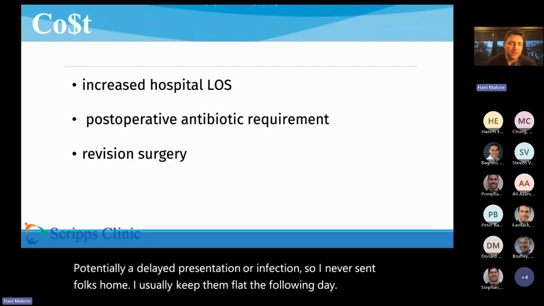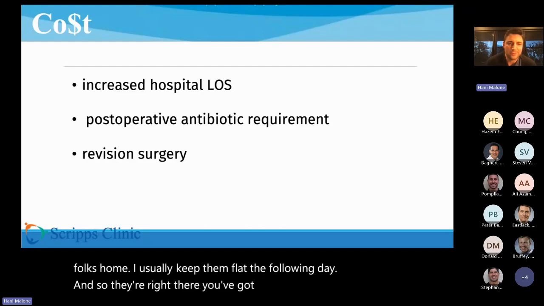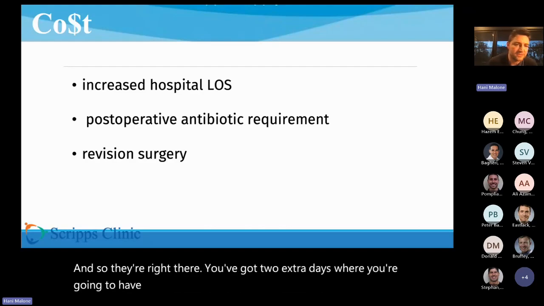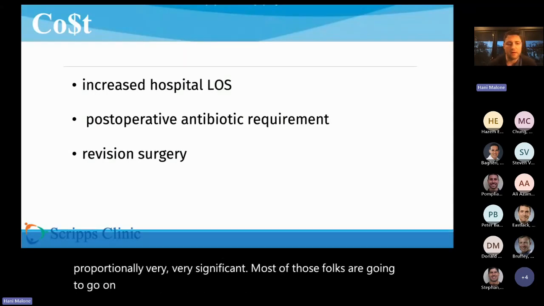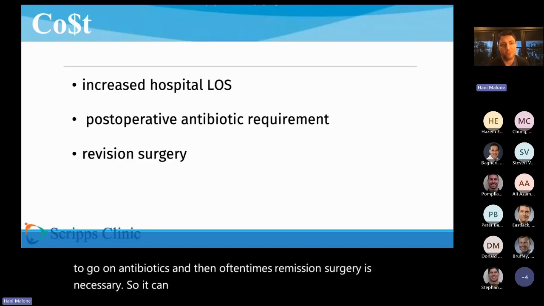And so right there, you've got 2 extra days where you would otherwise have an outpatient surgery. So that cost can be proportionally very, very significant. Most of those folks are going to go on antibiotics, and then oftentimes revision surgery is necessary. So it can be quite a bit more costly than the actual index surgery.